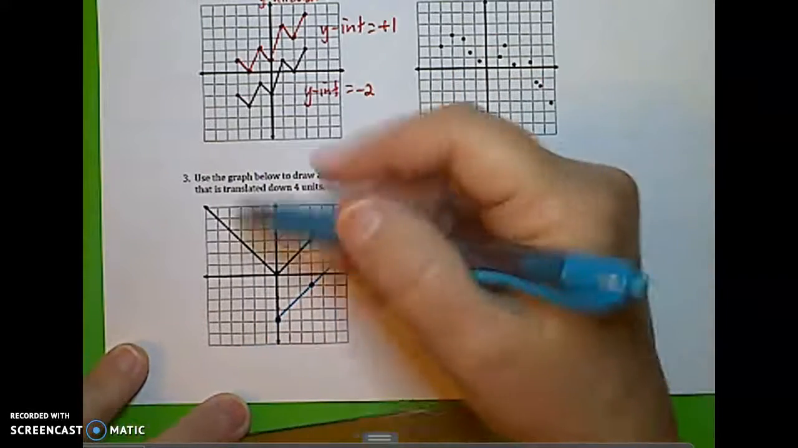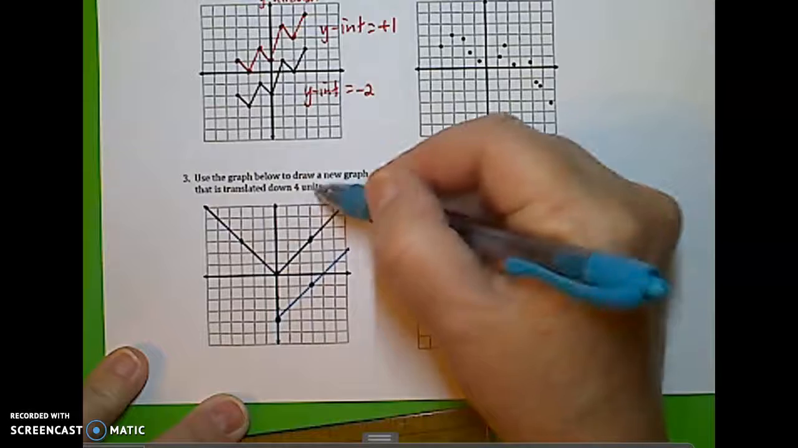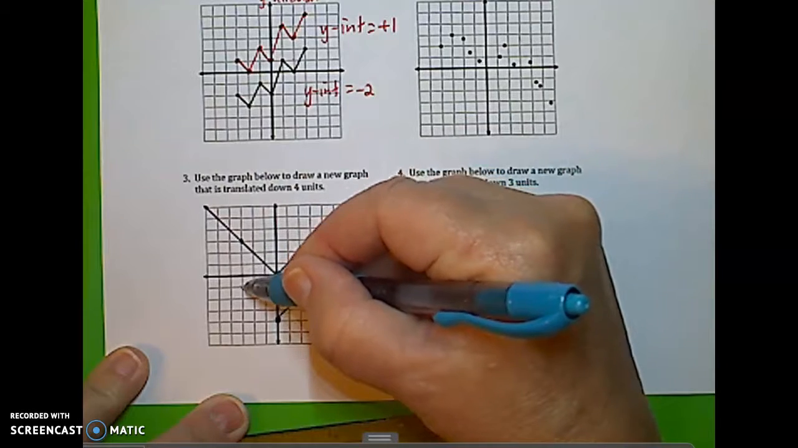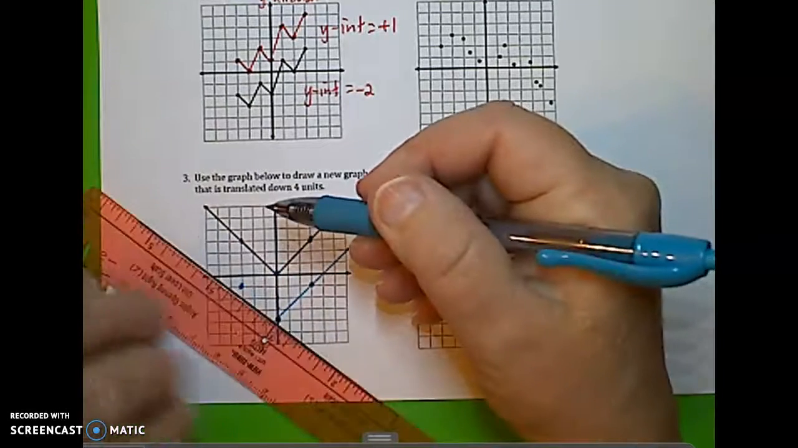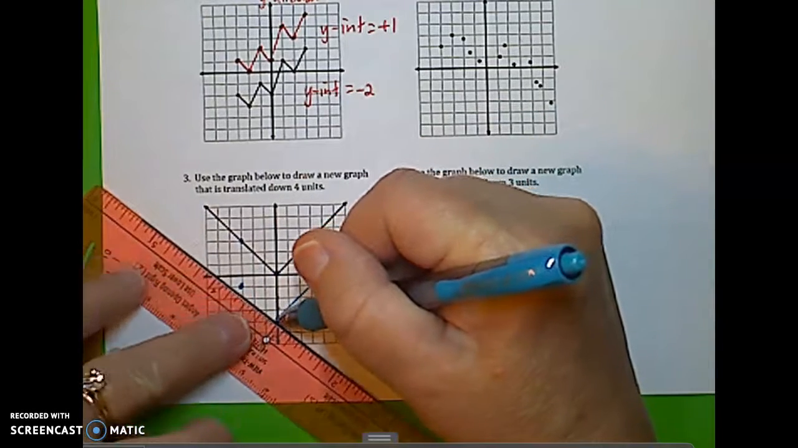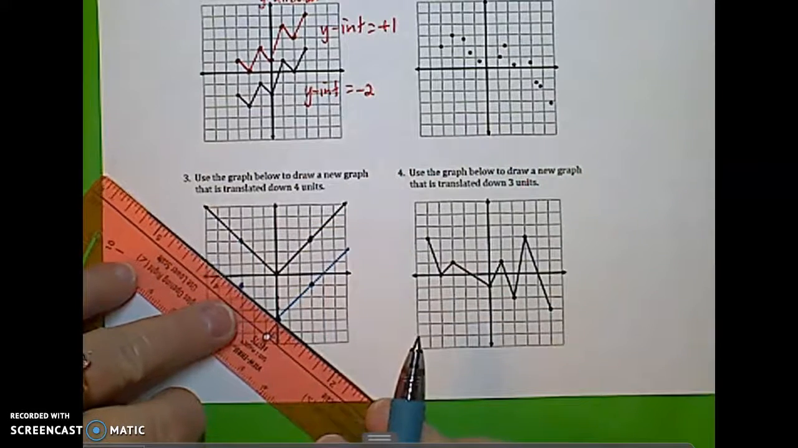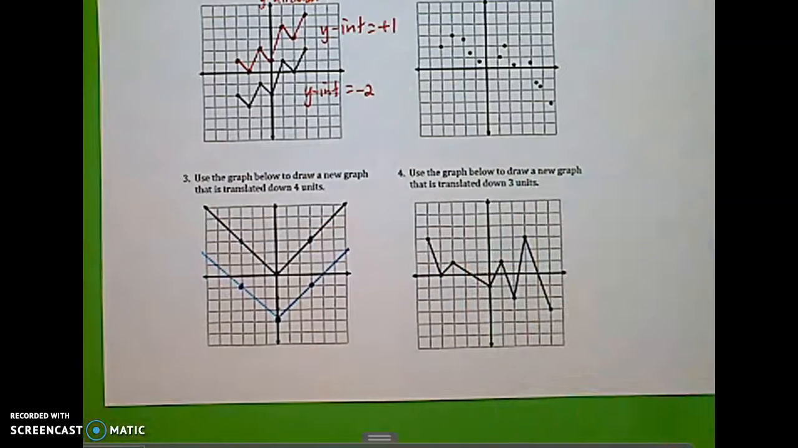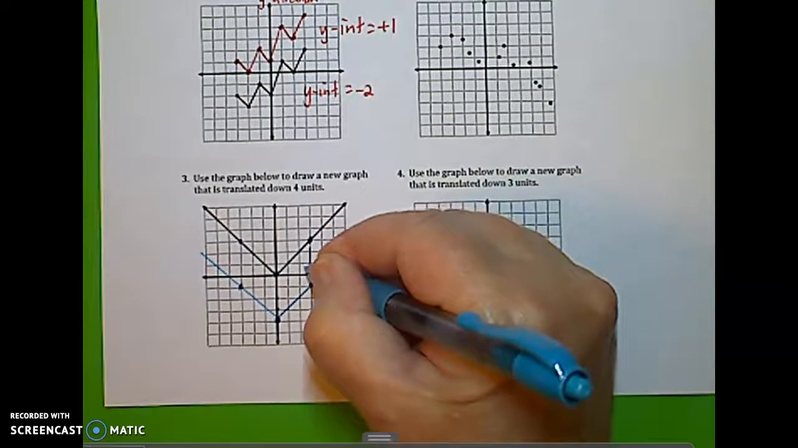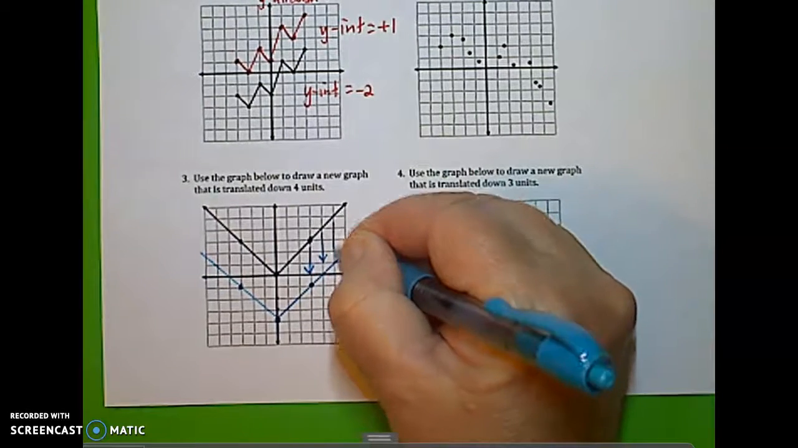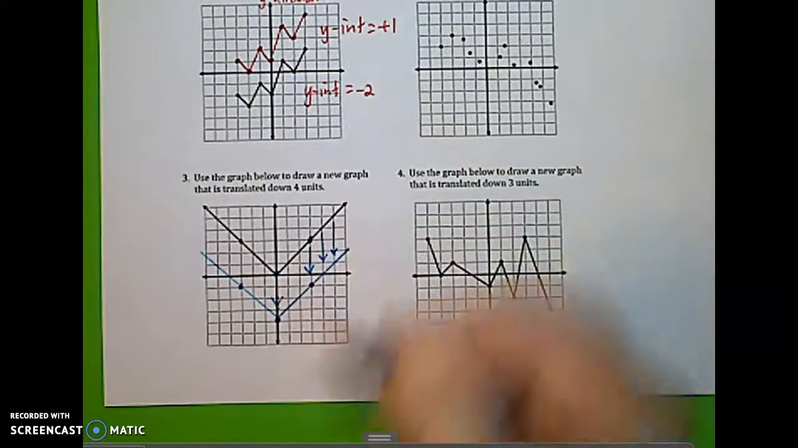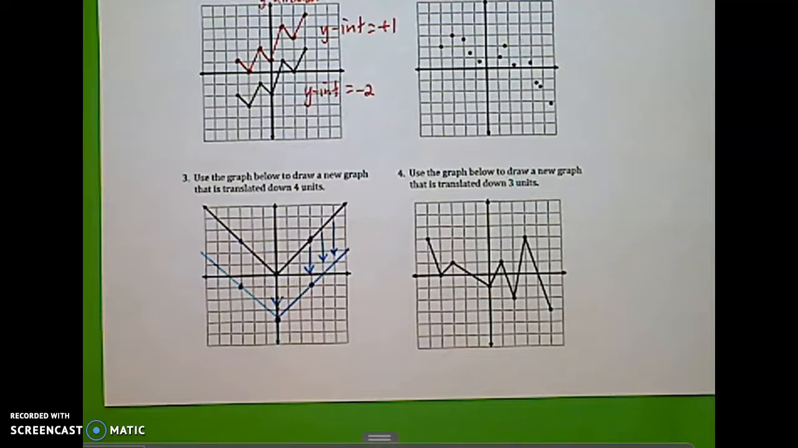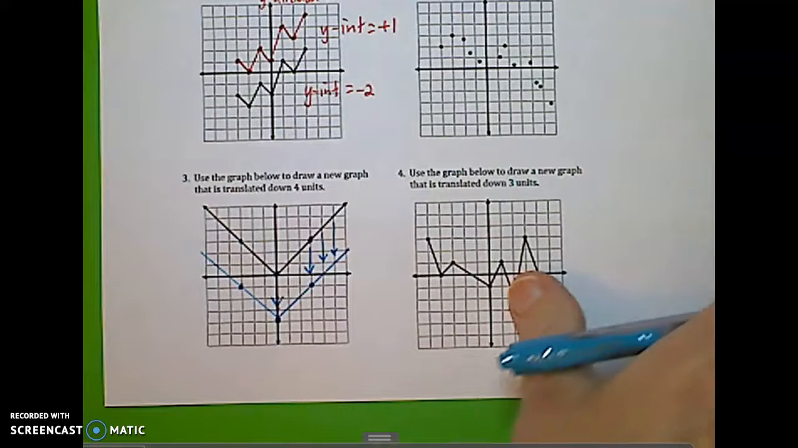And I'm going to do the same thing over here. I'm just going to pick a point, and I'm going to go down 4 units. All we really need is 2 points, and I can connect those and make the picture. That is the translation. So it's down 4. Every single position has moved down 4 units. Okay, I hope that makes sense. Let's do another couple examples here for you.